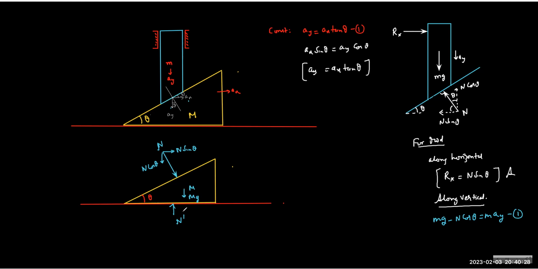And in the vertical direction, along vertical, there is no motion. So net force in the y must be 0 for the wedge because it is not moving at all in the y. And therefore, what can we write? N dash is balancing what? Tell me, what should I write here? N cos theta plus Mg. It is N cos theta plus capital Mg.